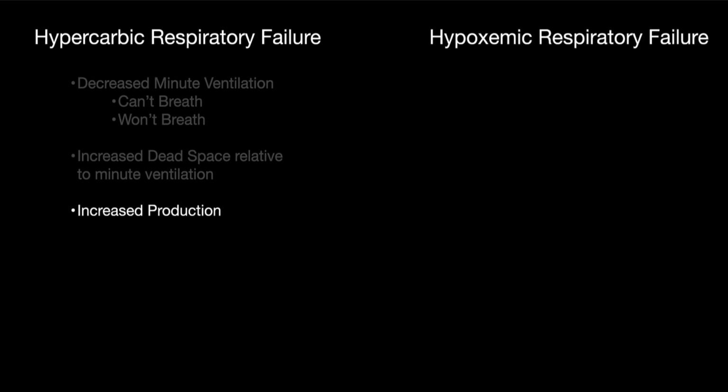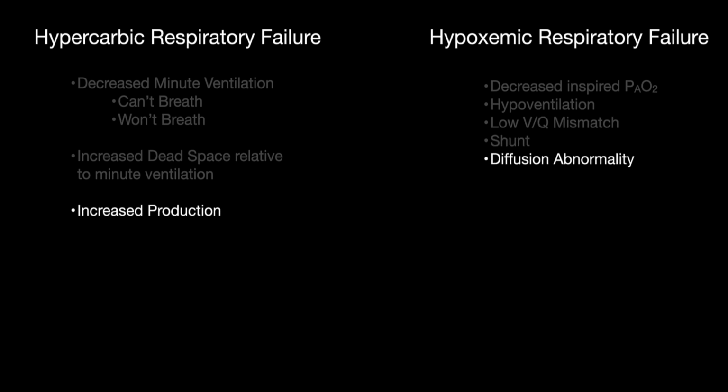What about hypoxemic respiratory failure? Well, you can have decreased inspired pressure of oxygen. You can have hypoventilation. You can have low VQ mismatch. You can have shunt. And you can have diffusion abnormality. Wait, we've seen those all before. Those are the 5 causes of hypoxemia. And if they get bad enough and they can't be improved with a simple nasal cannula or simple treatment, you develop hypoxemic respiratory failure.